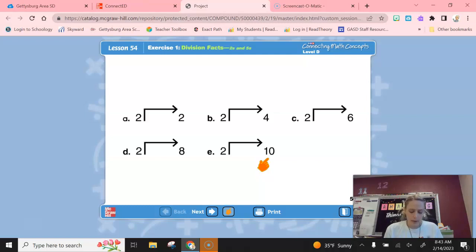G, 4 divided by 2 equals 2. H, 10 divided by 2 is 5. I, 8 divided by 4 is 2. J, 8 divided by 2 is 4. K, 2 divided by 2 is 1. L, 6 divided by 2 is 3. M, 20 divided by 5 equals 4. N, 5 divided by 5 equals 1. O, 15 divided by 5 equals 3. P, 10 divided by 5 equals 2. And Q, 25 divided by 5 equals 5. Okay?